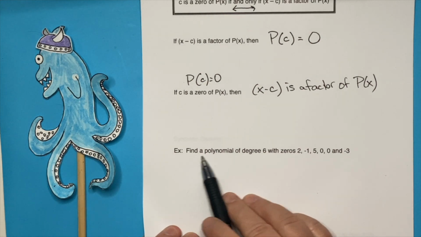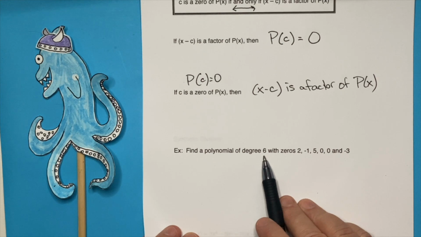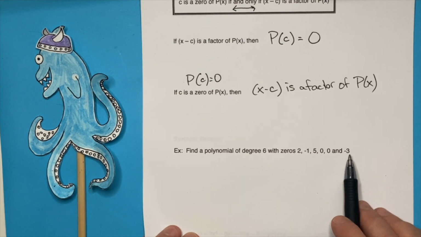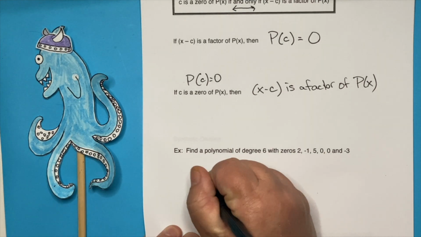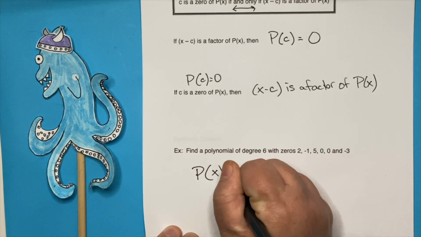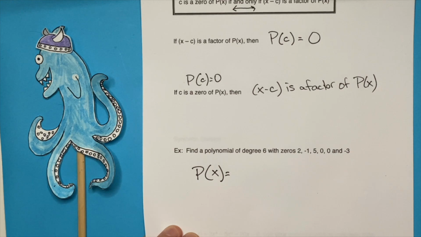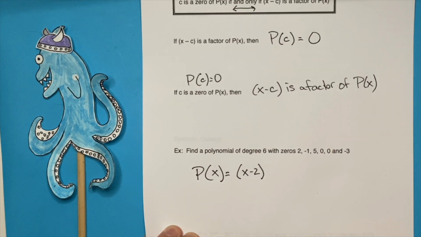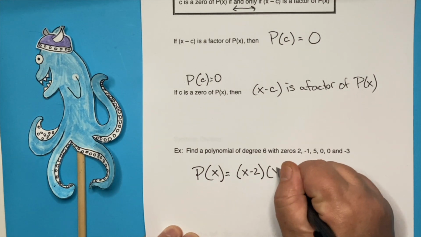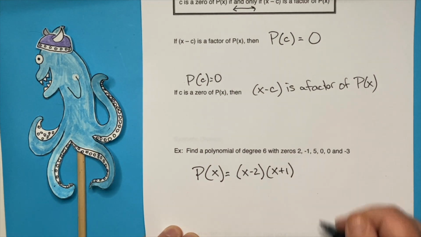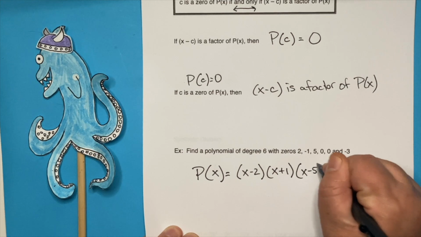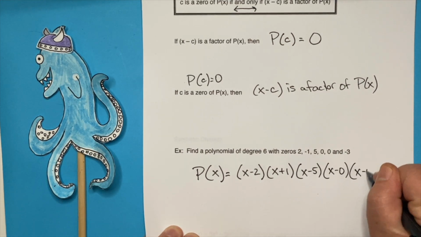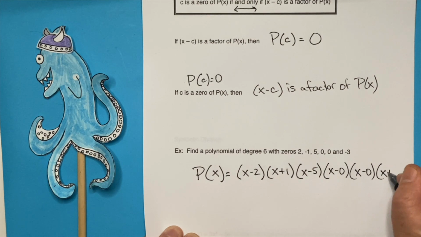If I say find a polynomial of degree 6 with zeros 2, -1, 5, 0, 0, and -3, my polynomial is, and you could choose, there are a lot of them, x minus 2, x plus 1, x minus 5, x minus 0, x minus 0, and x plus 3.